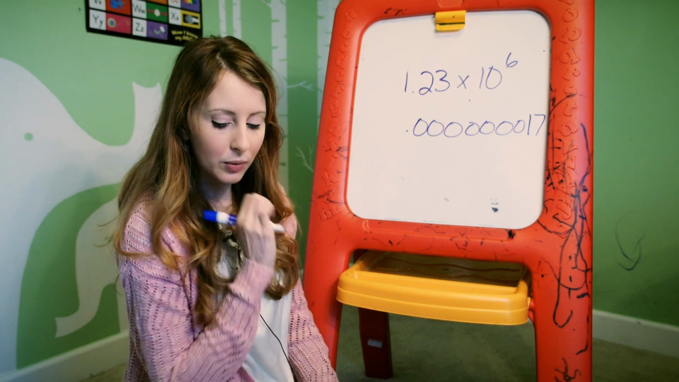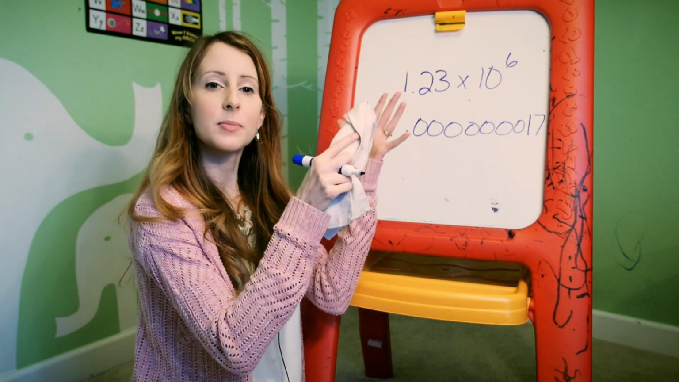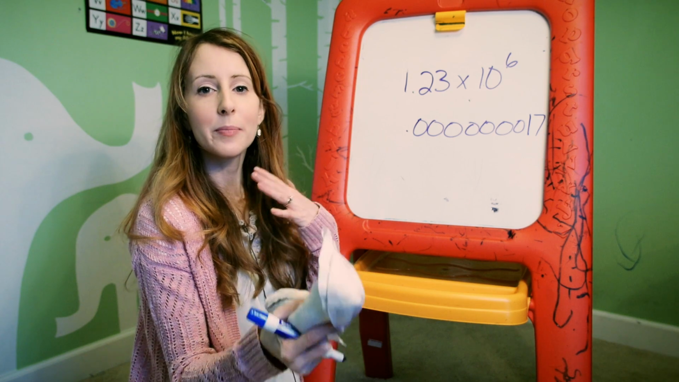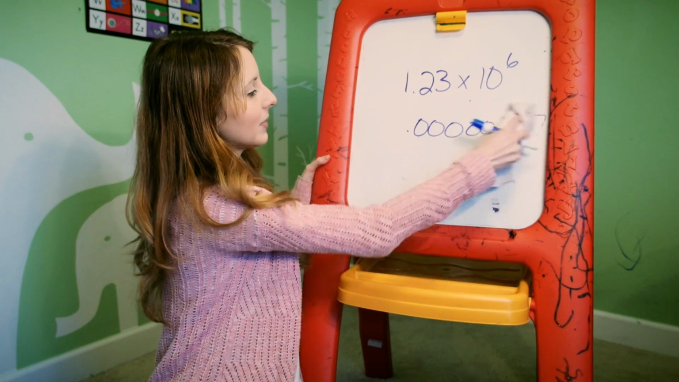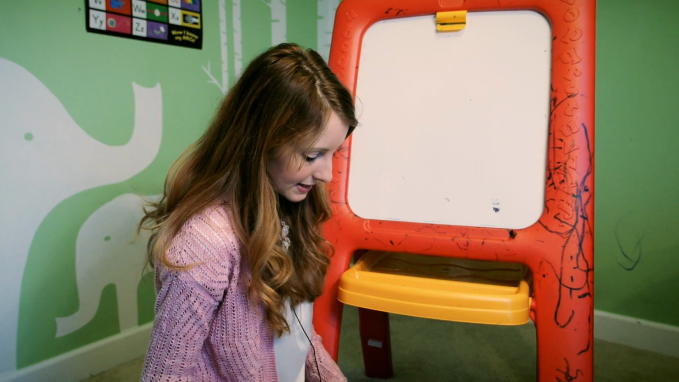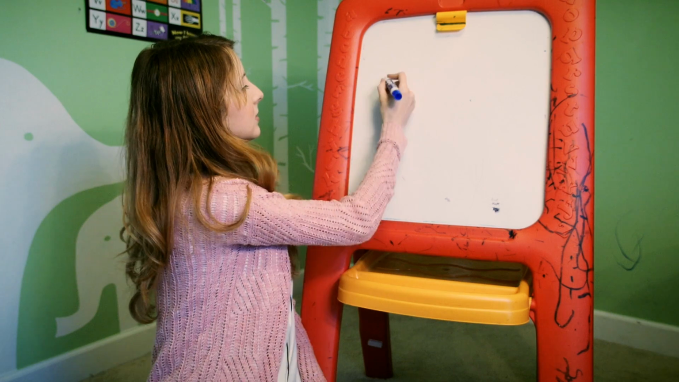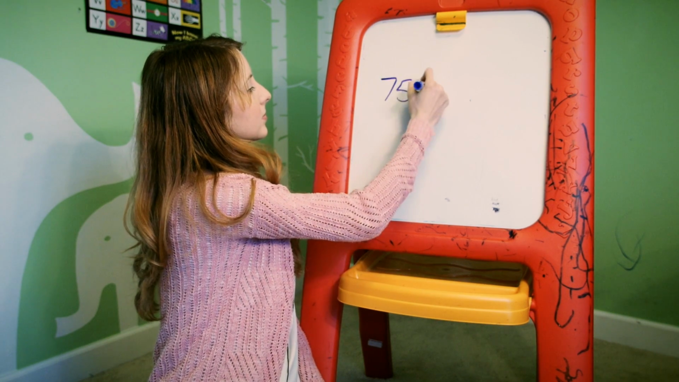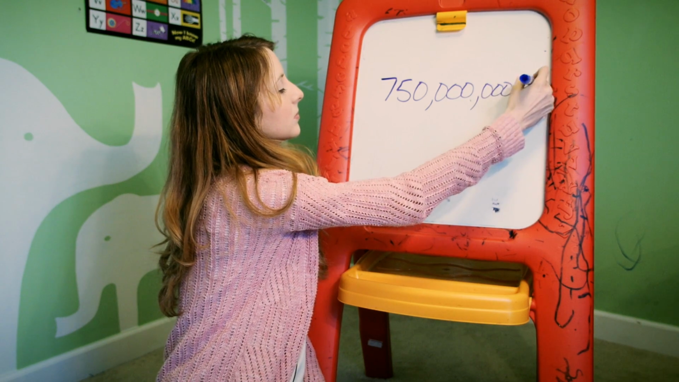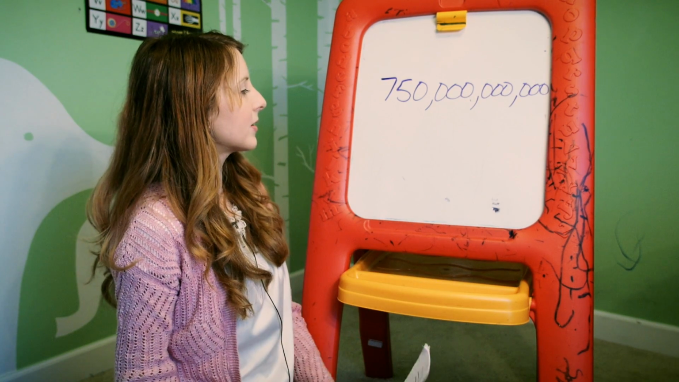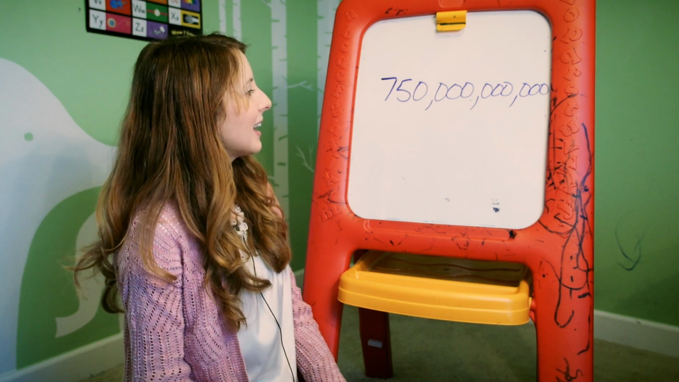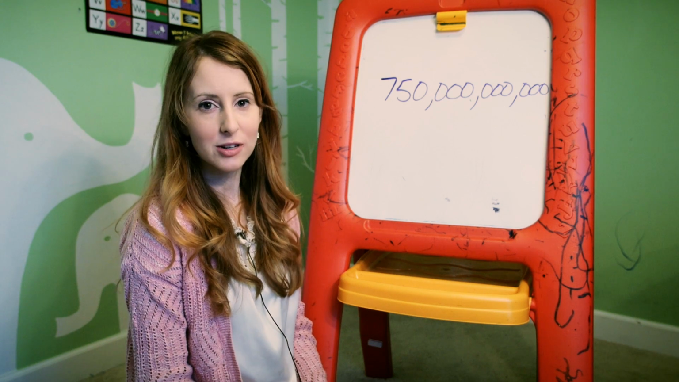All right, so what we need to know is how to take numbers from standard form and write them in scientific notation, and then how to go back to standard form again. We'll practice that right now. Let's take a number like 750 billion, right? That's quite a large number, isn't it? And we want to write it in scientific notation.